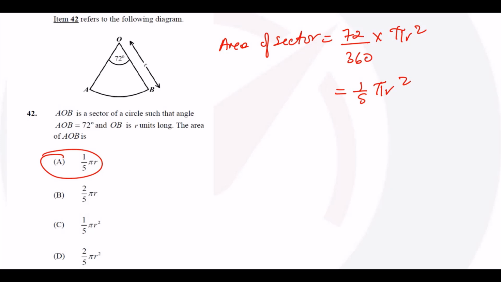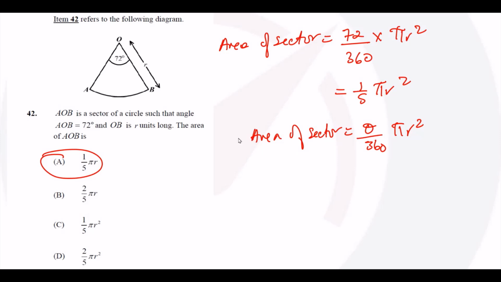So you can either swap the formula, area of sector is equal to theta over 360 pi r square. But you don't have to swap it because the sector is a fraction of the circle. So the area of the sector is going to be a fraction of the area of the circle. So you can think about it that way.